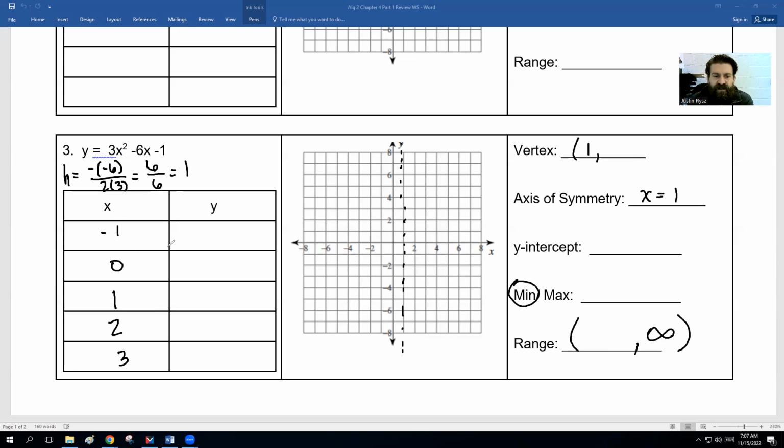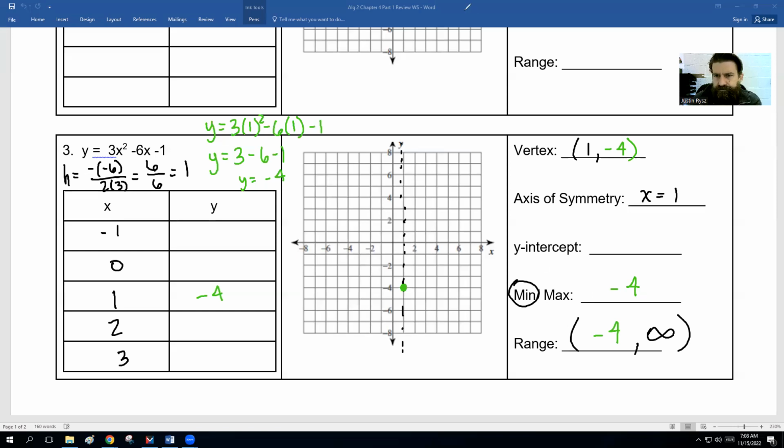All right, let's find our k value by plugging 1 into the equation. So what is 3 times 1 squared minus 6 times 1 minus 1? All right, 1 squared is 1 times 3 is 3. 6 times 1 is 6, minus 1. So 3 minus 6 is -3. Minus 1 is -4. So that means we have a minimum, or a point, at 1, -4 down here. So our vertex is at 1, -4. And that'd be our min at -4, meaning our range would be from -4 to infinity.